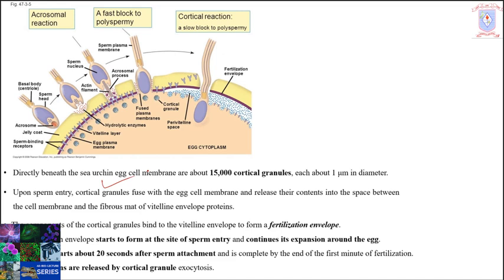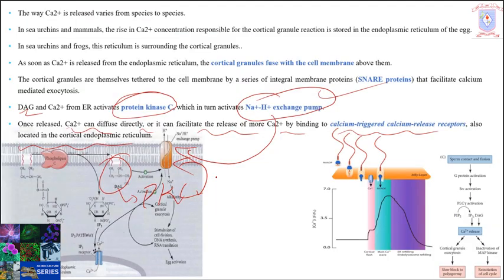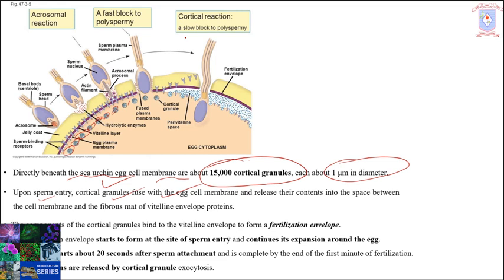We already mentioned the presence of cortical granules. Here in this diagram you can see cortical granules directly beneath the sea urchin egg cell membrane. There are about 15,000 cortical granules in the cortex region of the cytoplasm, and each cortical granule is about 1 micrometer in diameter. Upon sperm entry, cortical granules fuse with the egg cell membrane as a result of the signaling mechanism described in these previous slides.